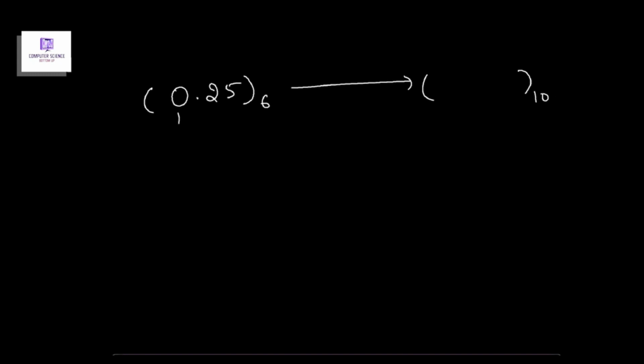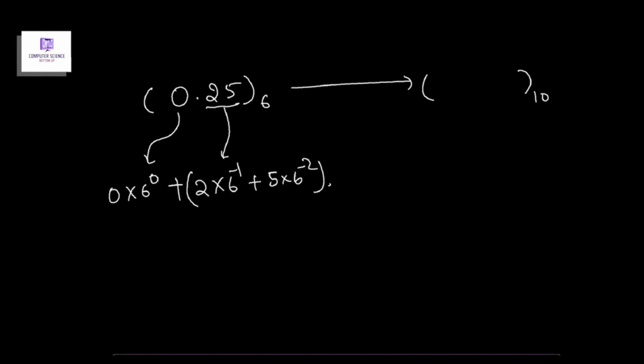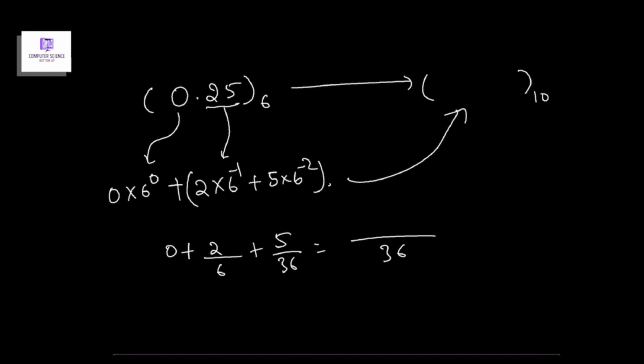So this is equal to 0 into 6 to the power 0, plus 2 into 6 to the power minus 1, plus 5 into 6 to the power minus 2. Whatever the resultant is, that is your answer. The answer is basically 0 plus 2 by 6 plus 5 by 36, which is equal to 12 plus 5, that is 17 by 36. So exact decimal you don't know. This is 17 by 36.